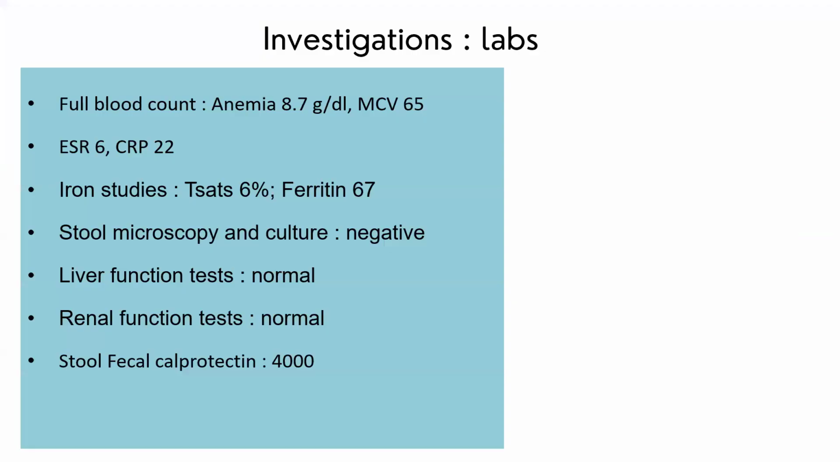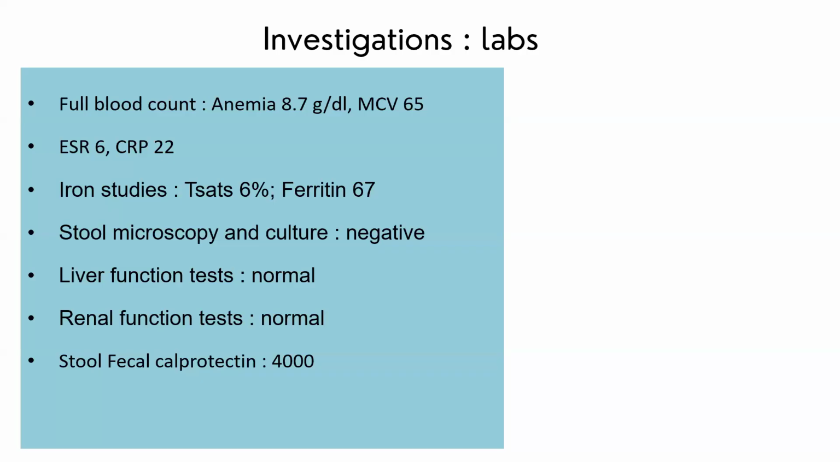So in terms of the workup, some of the significant labs showed an anemia, which was iron deficient, and an elevated CRP at 22. In terms of looking for infections, the stool microscopy and culture were negative. Unfortunately, we didn't perform vaginal swabs, but the other tests, including renal and liver functions, were normal. And she also had an elevated fecal calprotectin of up to 4,000.